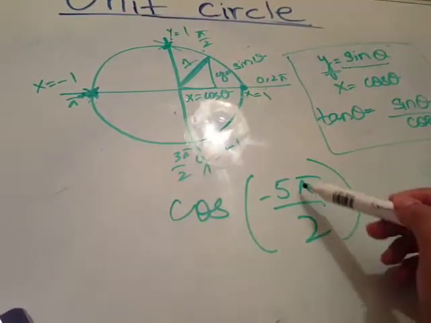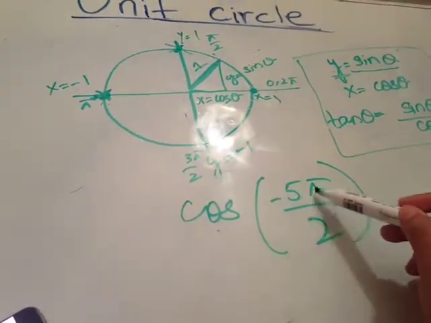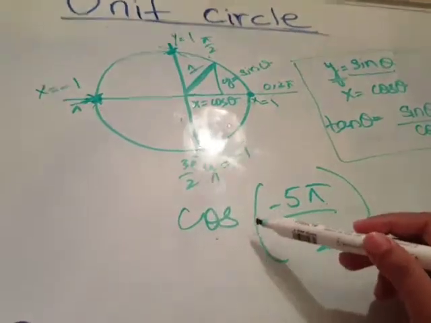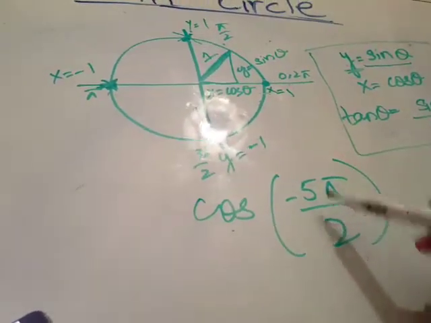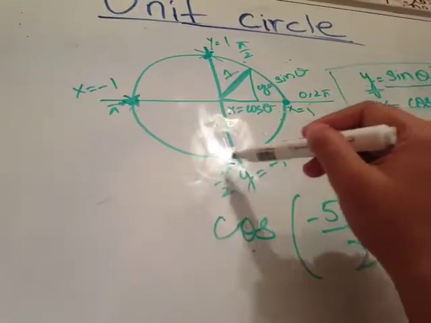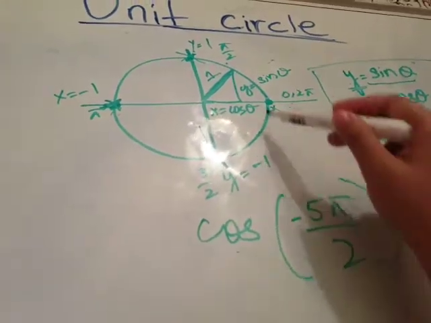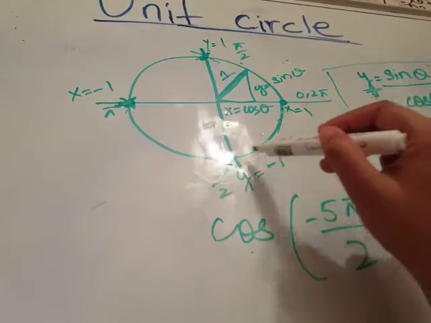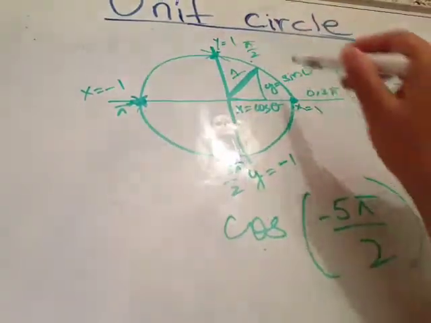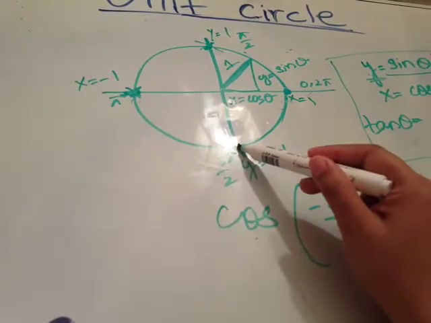Okay, now if they ask you this question, cos of minus pi over 2, to find the exact value of cos of minus pi over 2, what is the trick? The trick is to go clockwise now, because it's a negative sign. The negative sign says to calculate the angle in the clockwise direction. So now this will be pi over 2.